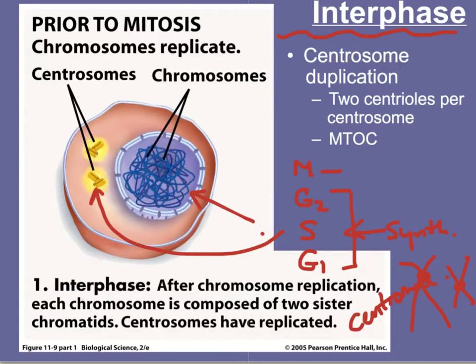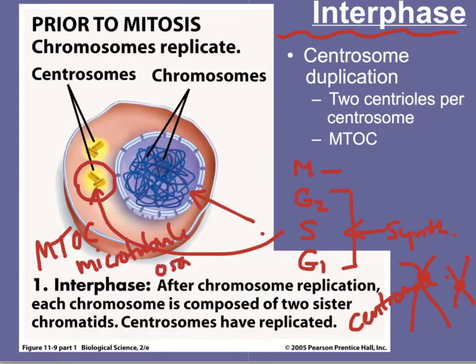So centromeres are what connect the chromosomes, the sister chromatids. Centrosomes are what actually generate the microtubules. And they have another name. A centrosome is also called a MTOC, microtubule organizing center. And so during the S phase, we also have to generate a second centrosome. And that's so that we can generate the spindle complex during mitosis.